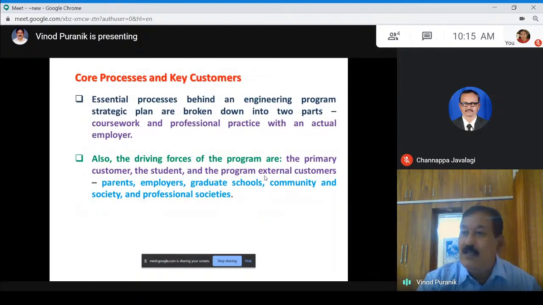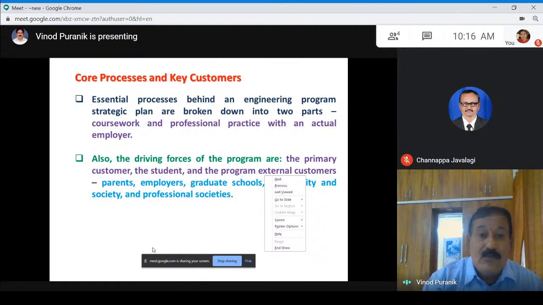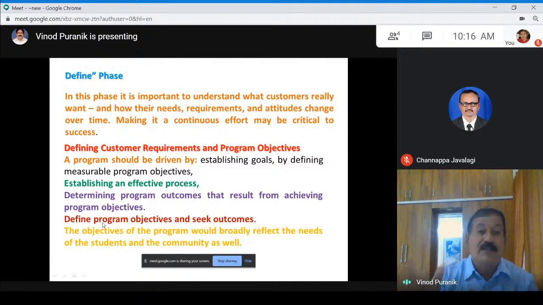Of course, I already told about the core processes and the key customers. Of course, I already explained who our customers are and all the things. Next, once we know the core process and key customers, we have to look at the define phase.